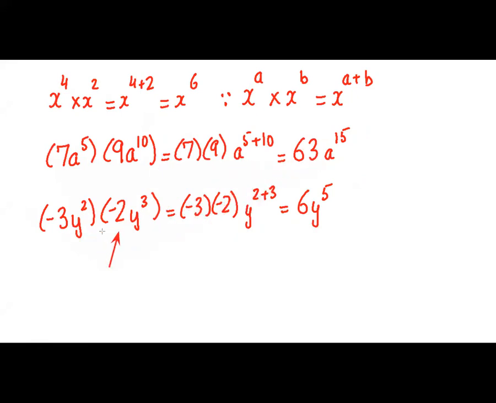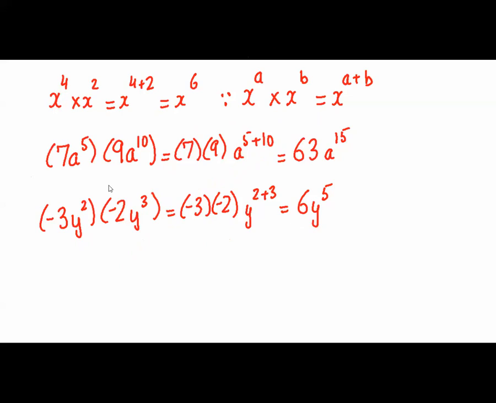Next example, minus 3y squared times minus 2y cubed. Minus 3 times minus 2 becomes 6. And y to the power 2 times y to the power 3 becomes y to the power 5. So this is coming from this rule: x to the power a times x to the power b is equal to x to the power a plus b. I hope this is clear.